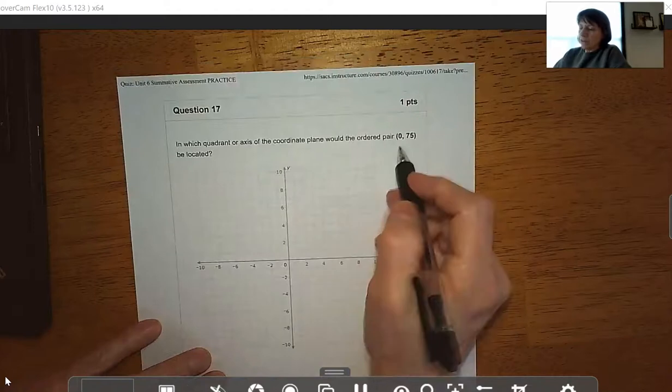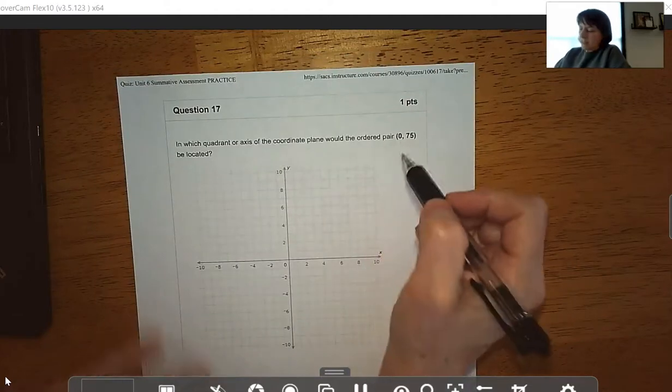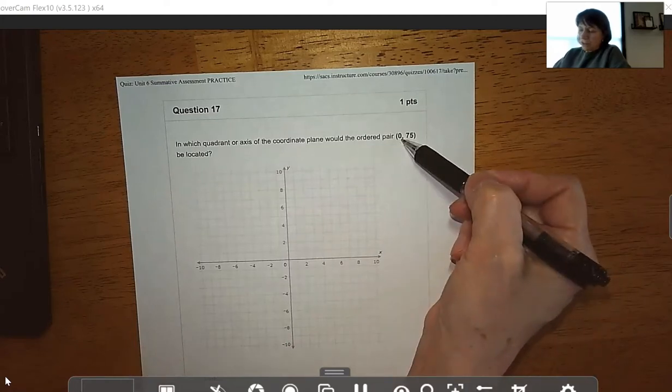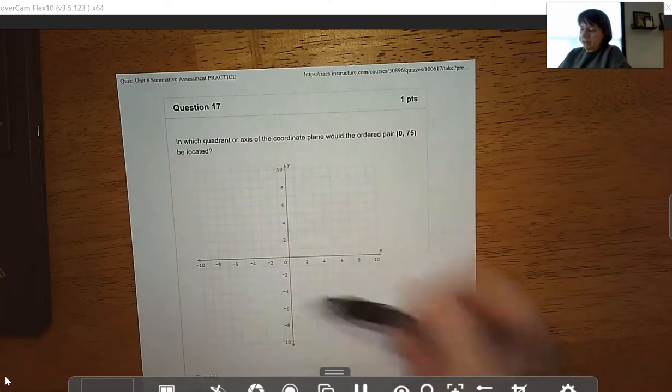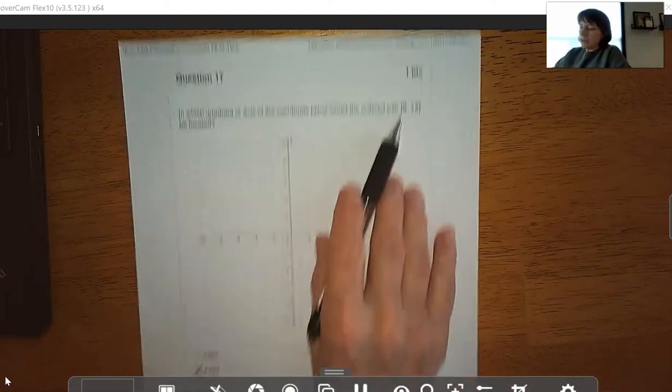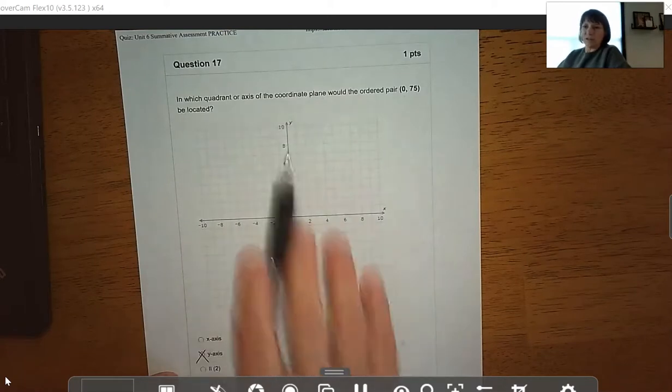If you have a 0 in your ordered pair, it's going to be on one of the axes. If the first number in your ordered pair is a 0, you're going to wind up on the y-axis because you don't move right to left at all. If the second number is a 0, you're going to wind up on your x-axis because you move right to left, but then you don't move up or down at all.